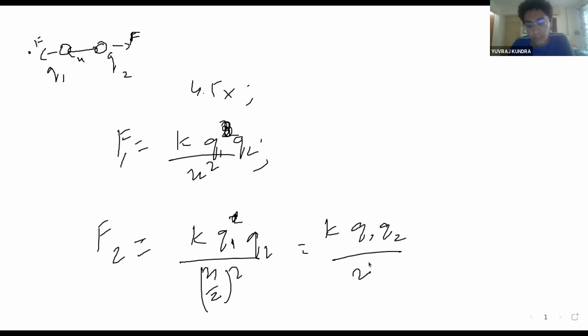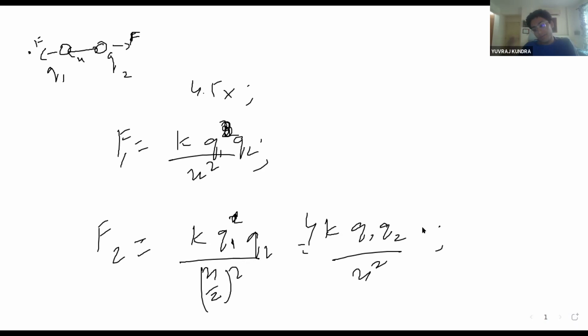What I did was that I took the new force, the final force, as K (Q1 plus Q2) upon 2 whole square upon (R by 2) whole square. That in short gave me K (Q1 plus Q2) square upon R square. Now, as per the question, I took the ratio as F naught equal to 4.5 F, and then I replaced the values of F naught and F in the equation, and I got 4.5 Q1 Q2 is equal to (Q1 plus Q2) whole square.